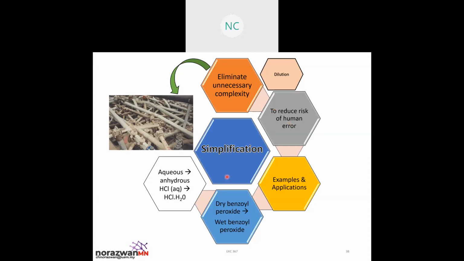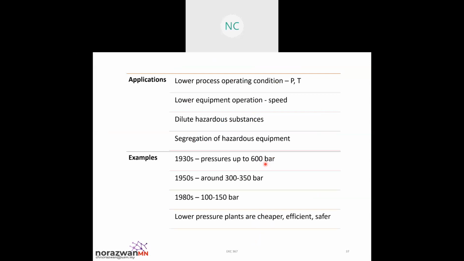I think the slide has been duplicated from the moderation. Okay, my bad.